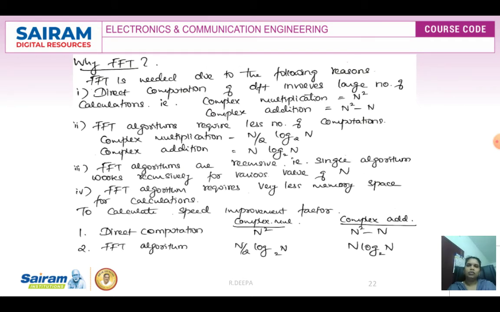And as I told, why FFT? The direct computation of DFT involves a large number of calculations: the number of complex multiplications is N squared and the number of complex additions is N squared minus N. Whereas the FFT requires far fewer computations: for complex multiplication it is N by 2 log N base 2, and for complex addition it is N log N base 2. Also, if you observe the algorithm, it is recursive and requires very little memory space for calculations. And if you want to calculate the speed improvement factor, you can compare with the direct computation.